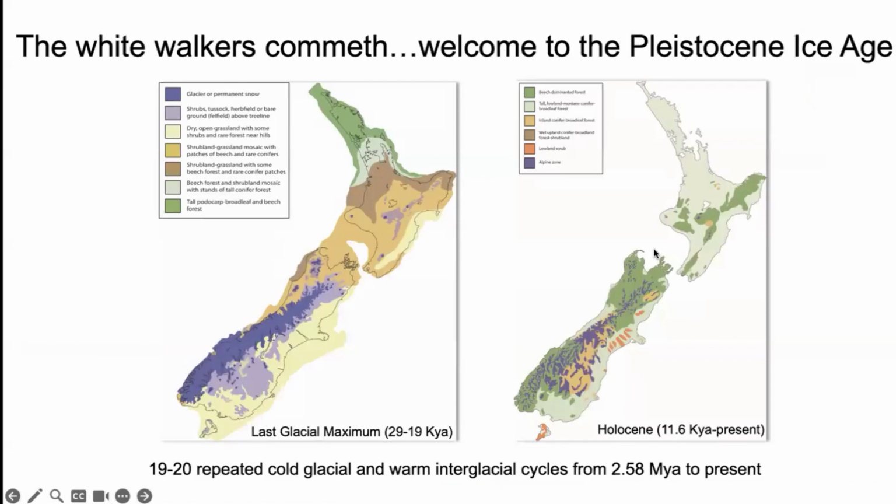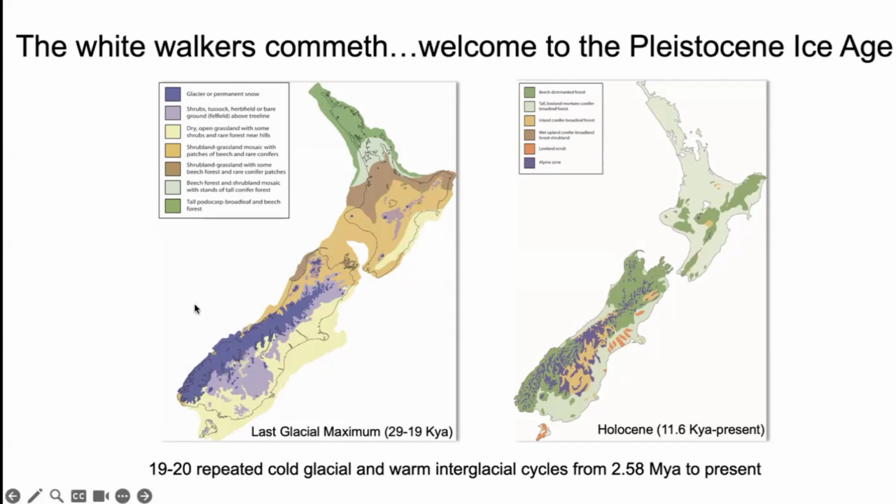And if we fast forward through from this Miocene, I suppose, hothouse, we get to the Pleistocene ice ages. So if you've ever watched Game of Thrones, it's the White Walkers cometh. And so you've got, from about 2.58 million years ago, these repeated cold glacial, warm interglacial cycles, around about 19 to 20 of them, where you go from this completely alien world of the last glacial maximum, where your forest retreats to the northern areas of both main islands. You could walk from Auckland to Dunedin. You don't need to take the ferry anymore.